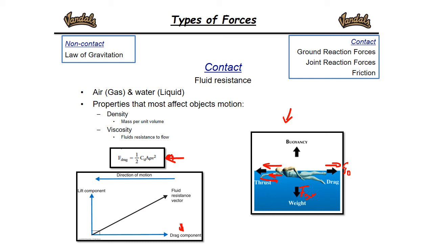Now the other one we have, if you look back over here in the graph, is this lift component. What the lift component is, it's perpendicular. It's kind of like your normal force, but it's a lift component that brings you up. And that is what we refer to oftentimes, in swimming, as buoyancy. So how buoyant you are. And then you'll have this fluid resistance vector that is comprised of the two components at a right angle.